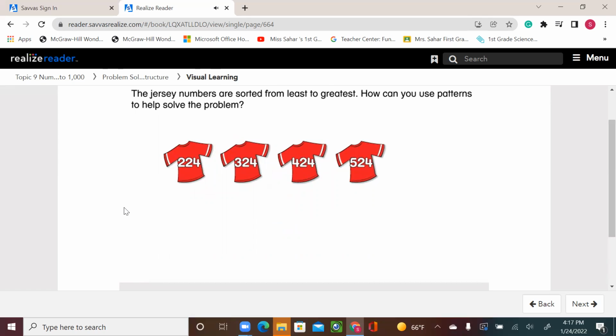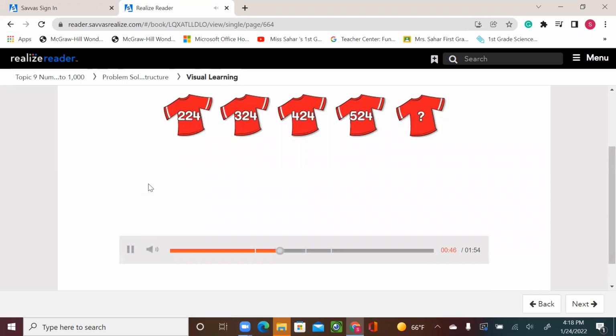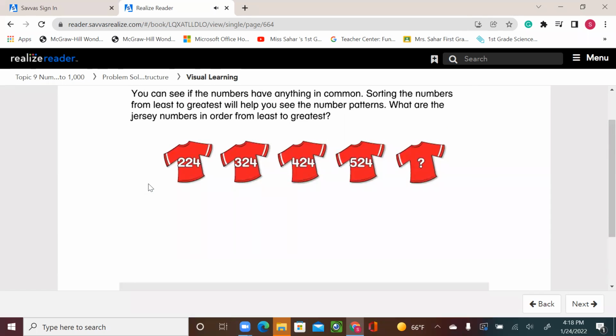How can you use patterns to help solve the problem? Now if we look at the hundreds, we see that it increased by 100. I look at my tens, they remain the same. I look at the ones, they remain the same. That means I'm skip counting, or adding 100, and the tens and the ones remain the same. You can see if the numbers have anything in common. Sorting the numbers from least to greatest will help you see the number patterns.